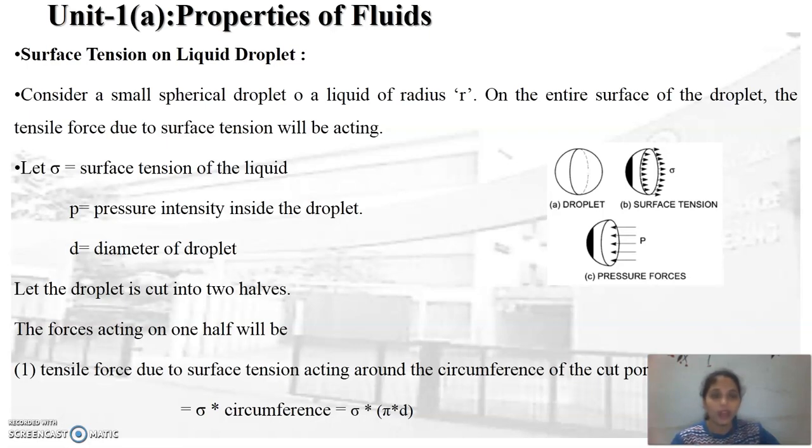Now we have cut this water droplet into two halves. The first force is acting as a tensile force due to the surface tension. This tensile force we can determine from the relation surface tension into the length. Here the length of the droplet is nothing but the circumference of the droplet, and therefore the tensile force can be determined as sigma into pi into d. Pi d is nothing but the circumference of this water droplet.